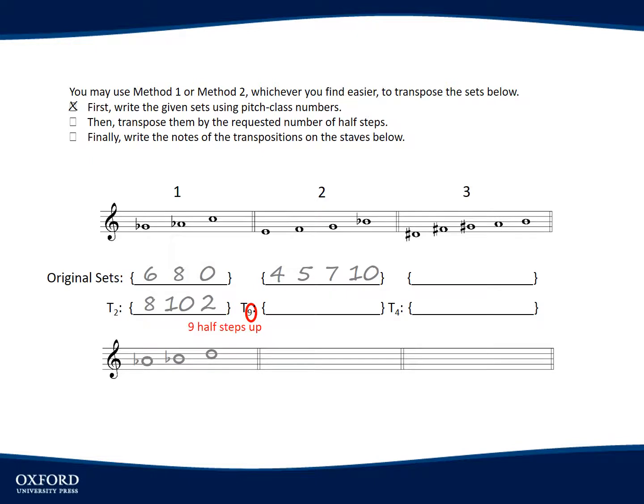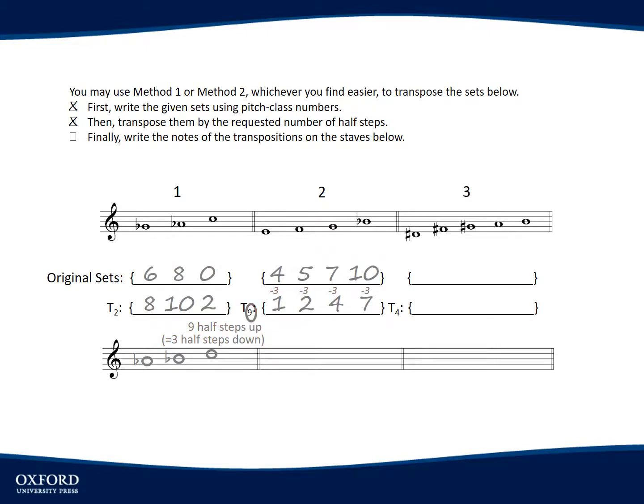Remember from the video on transposing sets that there's a shortcut for transposing by large numbers. Treat them as smaller intervals moving down. 9 half steps is the same as 3 half steps down because the 2 intervals are inversions of each other. You can find the inversion by figuring out what number will add up to 12 half steps, the number in an octave. In this case, 9 plus 3 is 12. So let's subtract 3 instead of adding 9. 4 minus 3 is 1, 5 minus 3 is 2, 7 minus 3 is 4, and 10 minus 3 is 7. We've now completed step 2.